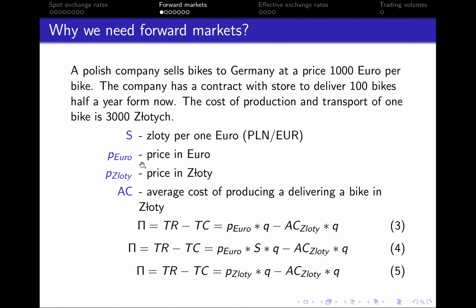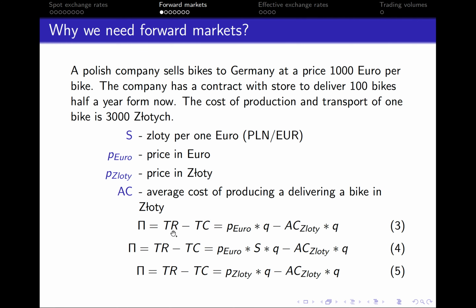Let's say that P euro is the price expressed in euro, while P zloty is the price expressed in zloty. Now, the average cost of producing and delivering one bike is denoted by AC, and this average cost is also expressed in zloty. Okay, so now, how does the profit function for this company look?